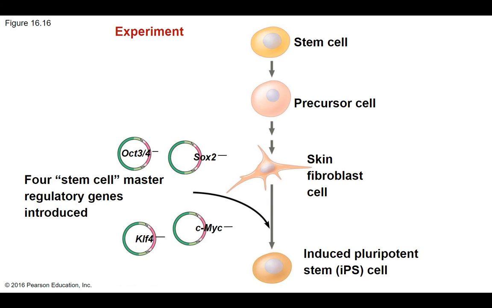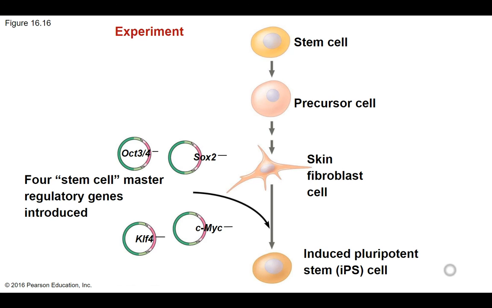If we can take something, so this is an experiment that was done. They took a stem cell that had turned into a precursor cell that had turned into a skin cell. They inserted some genes from a stem cell and successfully turned this back into what they called an induced pluripotent stem cell. So this cell now has the ability, it's pluripotent, so it now has the ability to turn into many, many different types of cells.